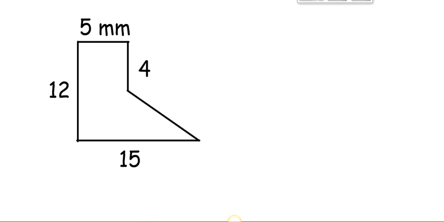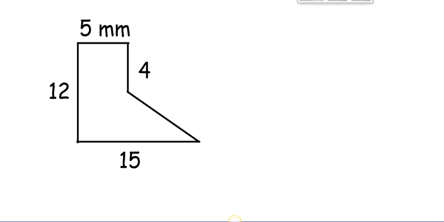We're starting with this wonderful shape here. We want to find the area of this complex shape. If we want to find the area of this complex shape, like all complex shapes, we want to divide it into two smaller shapes and then add them together.